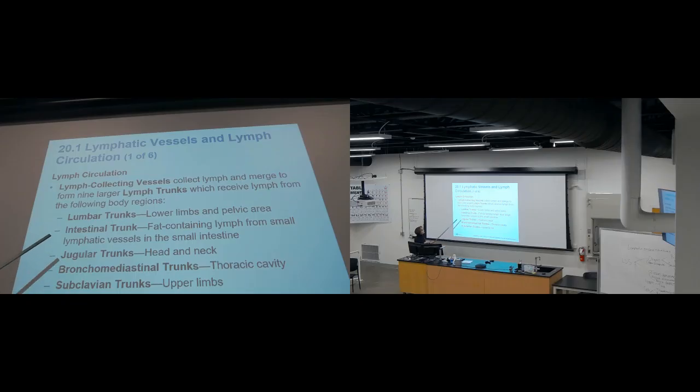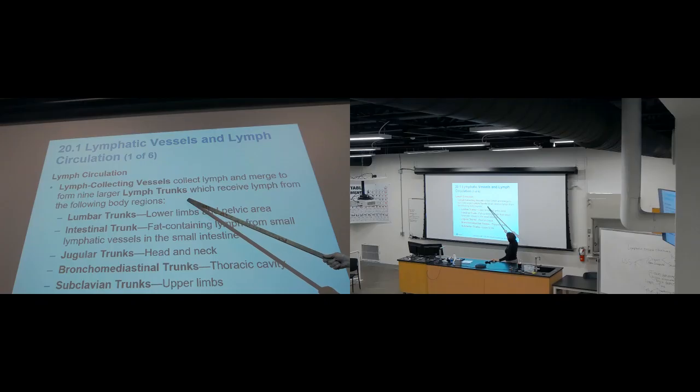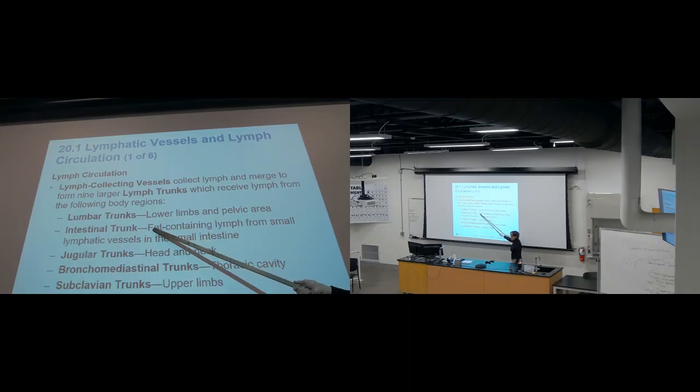So here is how the lymph circulation takes place. You have the lymph collecting vessels that are called lymphatics, plainly and simple. These lymphatic vessels collect lymph and merge to form 9 larger lymph trunks in our body. Here are some of the names of these trunks. We have the lumbar trunks that receive the lymph from the lower limbs and the pelvic area. And then we have the intestinal trunk that absorbs the lymph from the lacteals and then delivers it into the liver so that we can process these dietary fats.